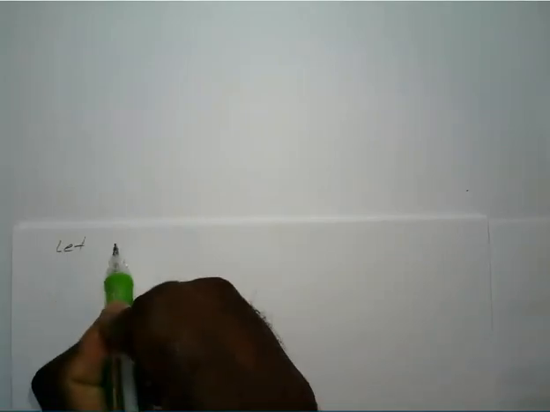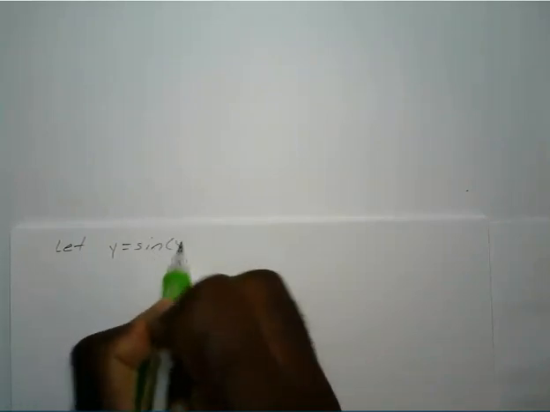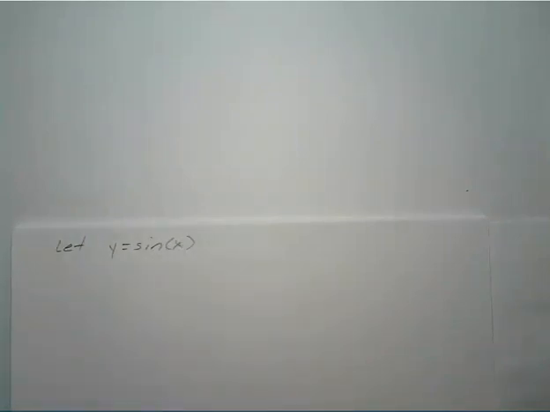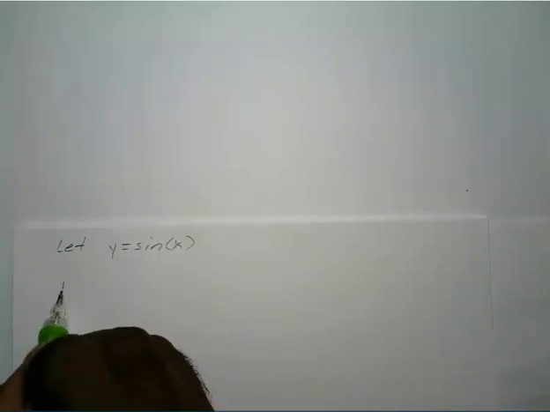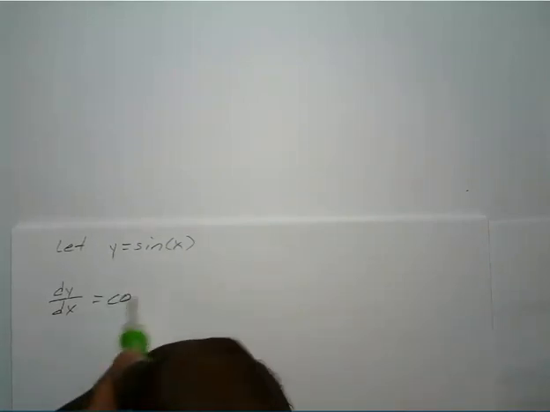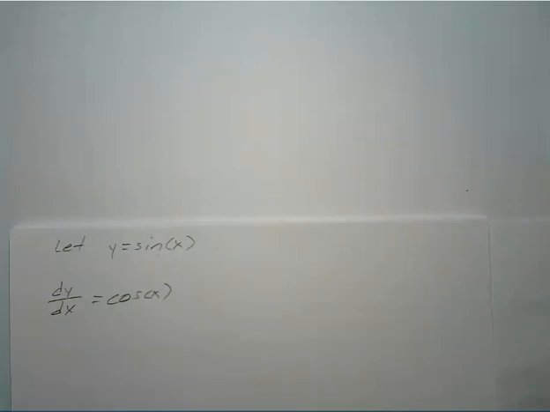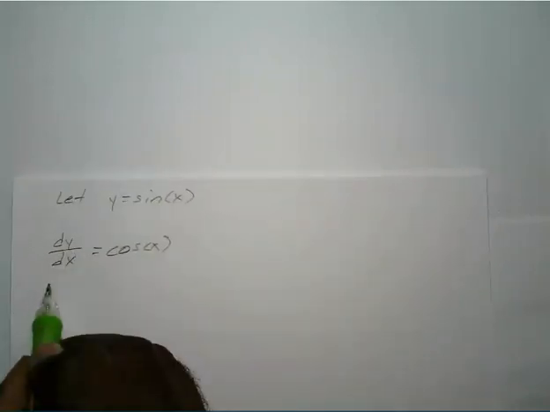So what if we let y equal sine of x? Then that means our first derivative, the derivative of y with respect to x, the derivative of sine of x, is cosine of x. What about the second derivative?